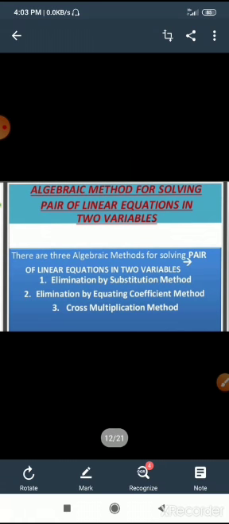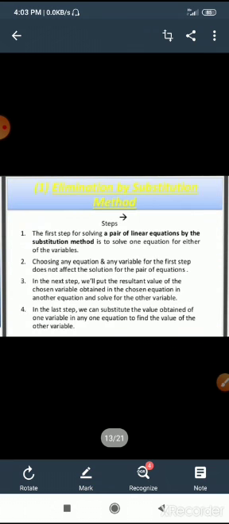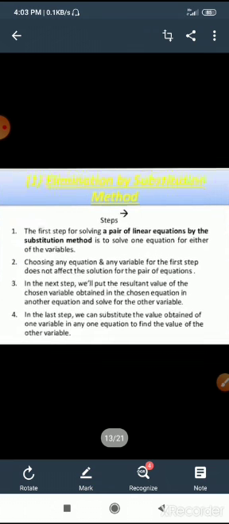Here we have three methods. The first one is elimination by substitution method, the second one is elimination by equating the coefficients method, and the third one is the cross multiplication method. This cross multiplication method is deleted from the syllabus, so let us discuss the first two methods. First one, elimination by substitution method.